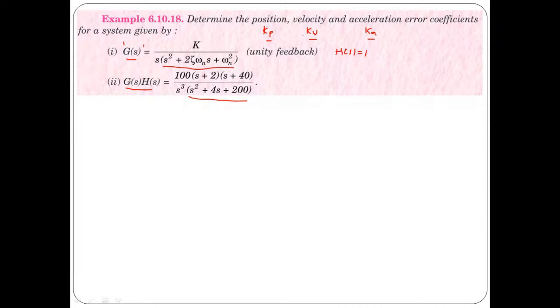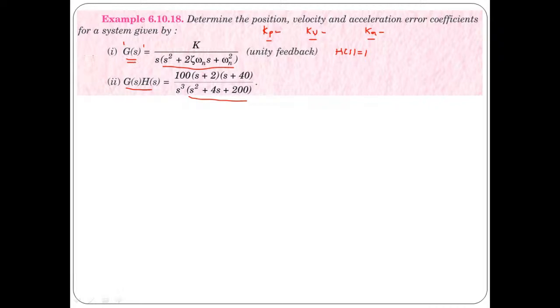And here our objective is to find the value of Kp, Kv and Ka. That's it. Now for case number 1, the moment we have a numerical to calculate the value of error coefficients or to calculate the value of steady state error, the very first step that we need to implement is we need to identify what is the type of the given system. That means how many poles are available at origin.